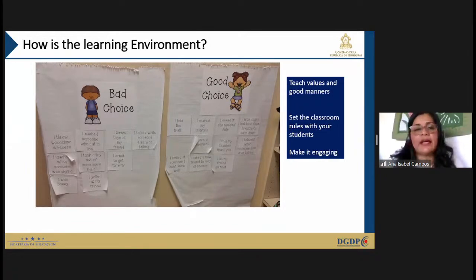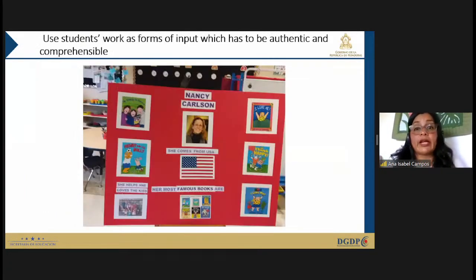They see that and they can even tell their classmate, please share your crayons or share your pencils, or please be silent, or could you please lend me something? So I think that type of rules and language helps a lot in this interaction and in the classroom setting and environment. Also, we need to use the students' works.